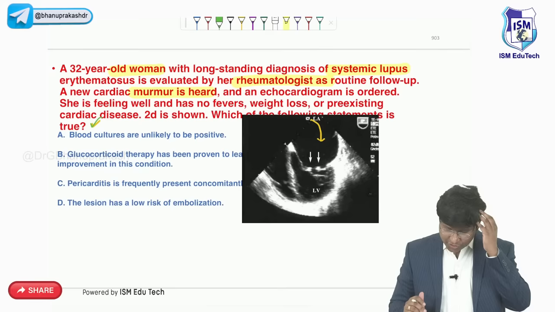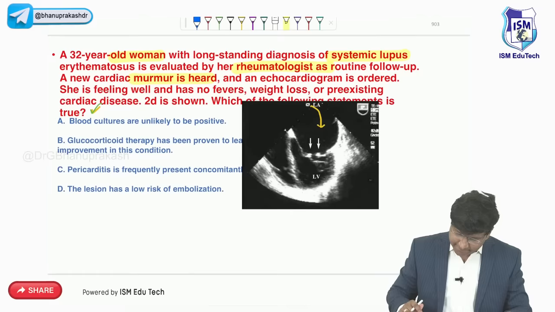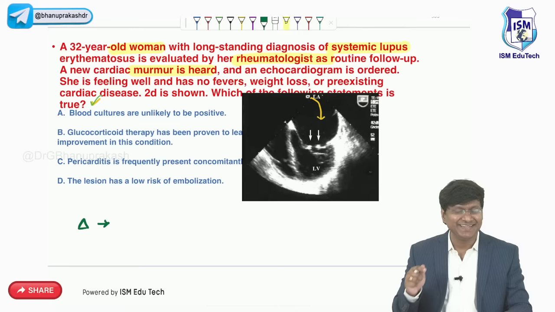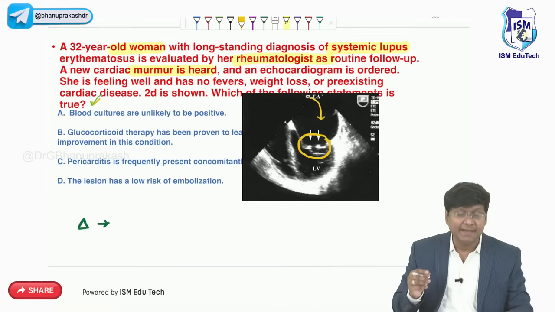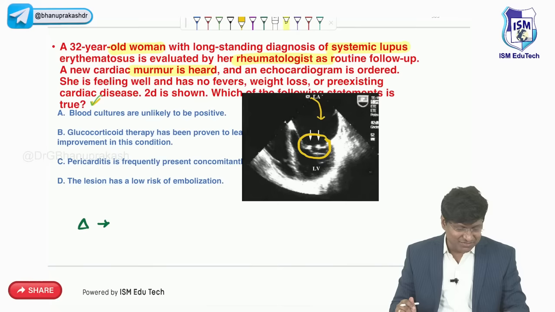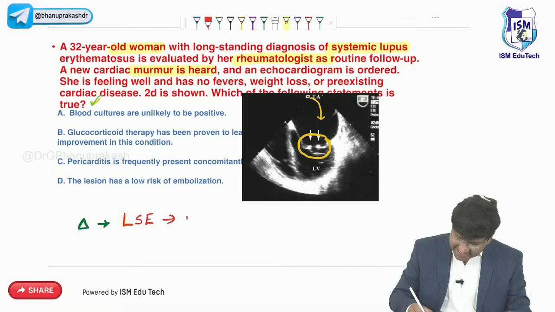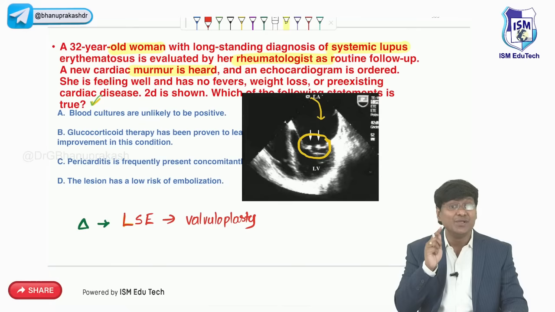So can anyone tell me what is the diagnosis first of all? In case of SLE, what are you observing here? On the mitral valve, you can observe that there are hyperintense lesions, which are nothing but vegetations. So what has this individual developed? Very good. This individual has developed Libman-Sacks endocarditis. And for Libman-Sacks endocarditis, do we give steroids? No. For Libman-Sacks endocarditis, the treatment will be valvuloplasty, not glucocorticoids.